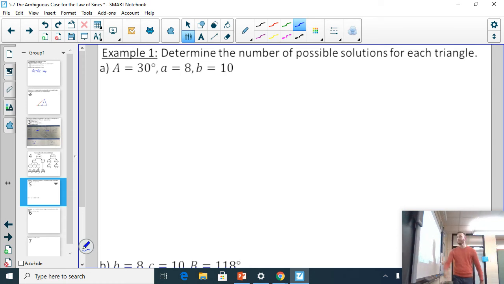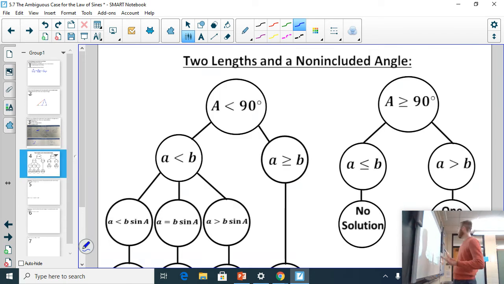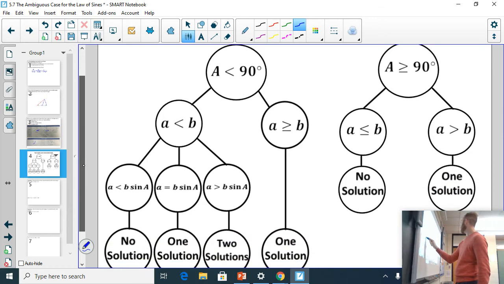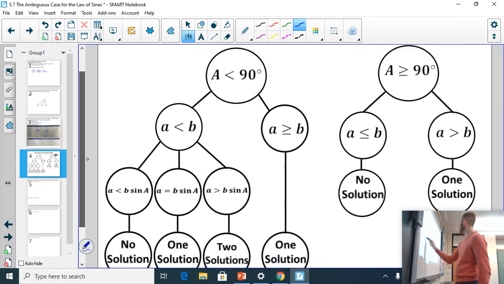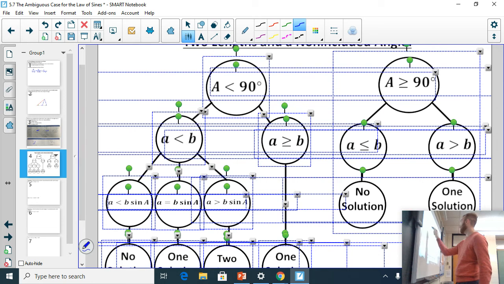So, determine... and again, pause the video here, and I'll scroll down just a little bit. Pause the video and write this down if you feel necessary.